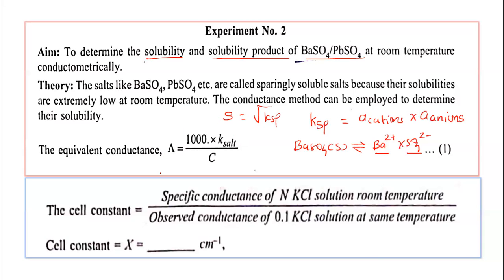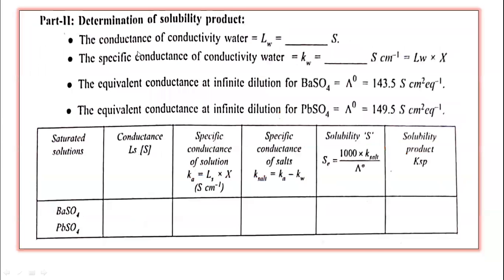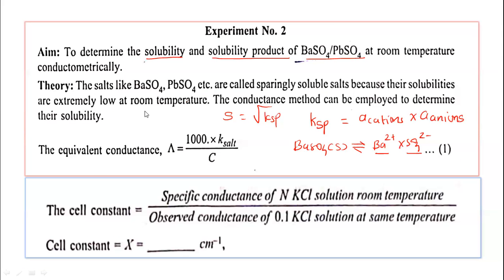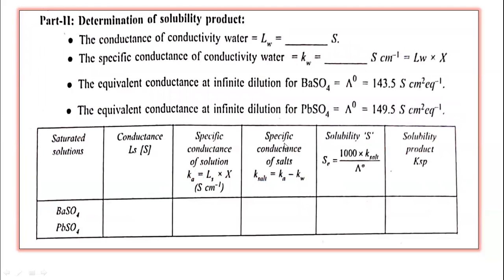So let us see the experimental part here. The first part is the determination of the cell constant. In the previous video, we already discussed how to determine the cell constant. To determine the cell constant, we require 0.1 normal KCl solution. We have to measure the conductance of the 0.1 normal KCl solution, and with the help of that, we can determine the cell constant.